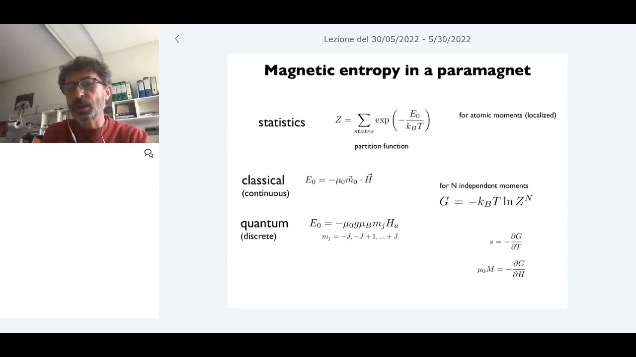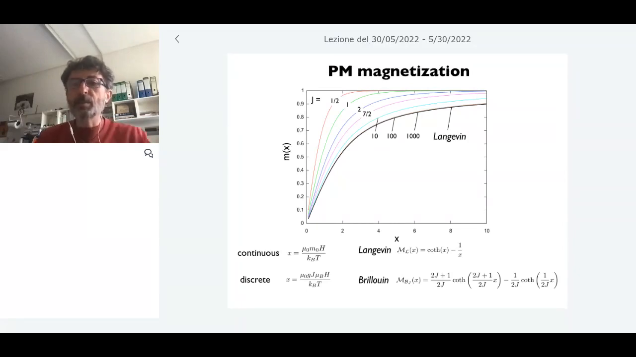And then you can compute the Gibbs free energy, the same Gibbs free energy we were mentioning before. It can be computed thanks to statistical mechanics. And if you have the Gibbs free energy, we can compute the equation of state, that is the energy and magnetization. If you do this for the magnetization, you find these beautiful curves that you've already seen from Michaela. The magnetization curve of the classical vector is called the Langevin curve, very well known.